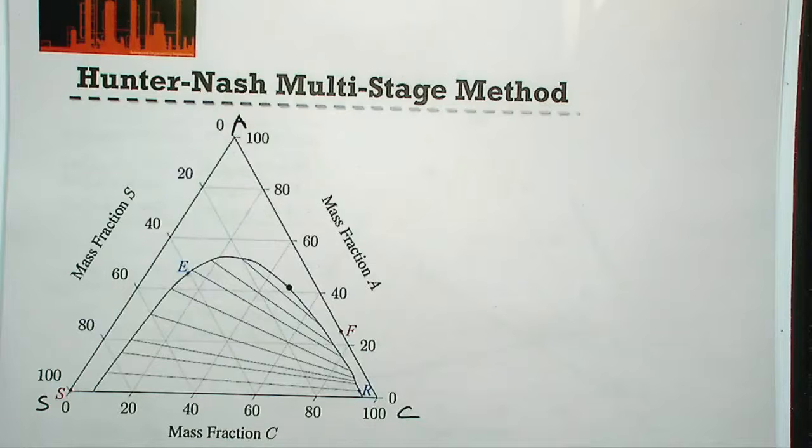So for clarity, what I've done is I've just removed the mass balance lines so that they don't get in the way of the next set of lines I'm going to draw. But I've left on the key points: the solvent point, the raffinate point, the feed, and the extract. Okay?